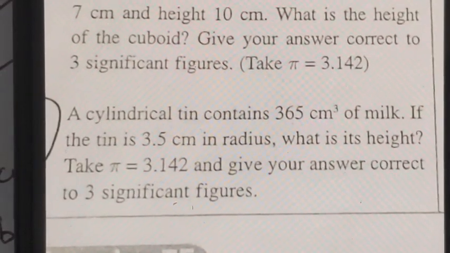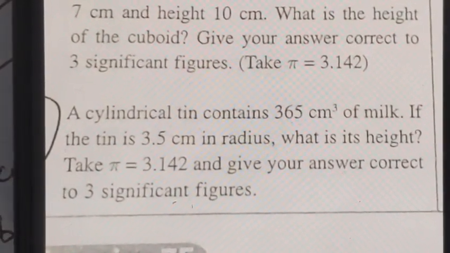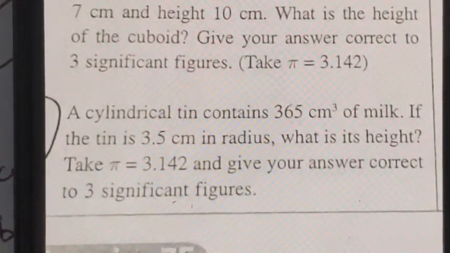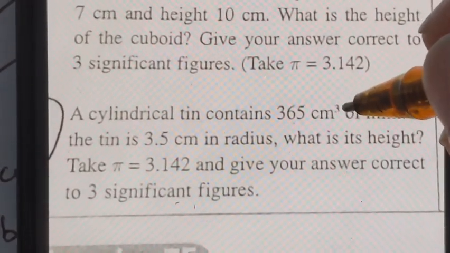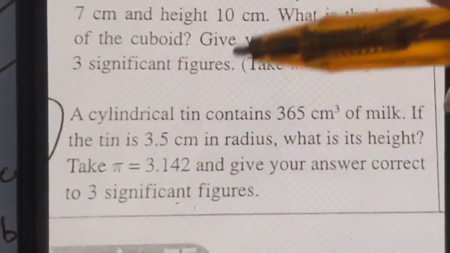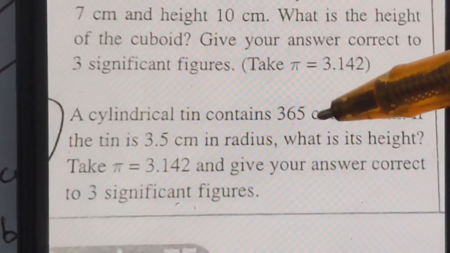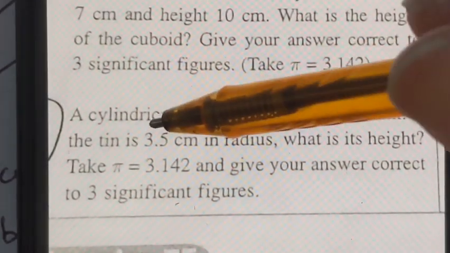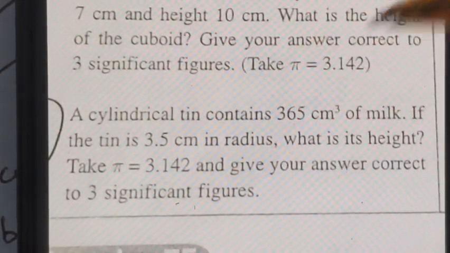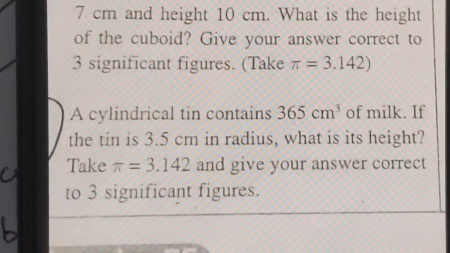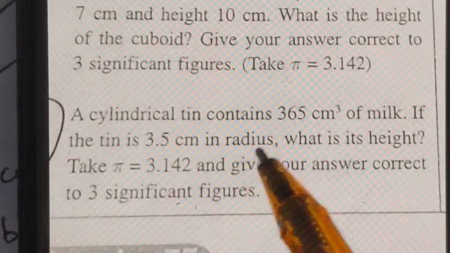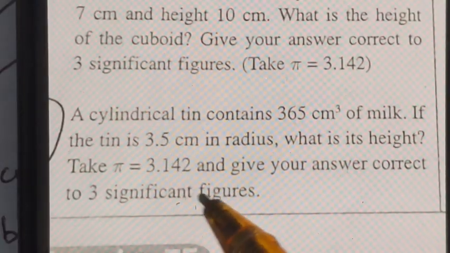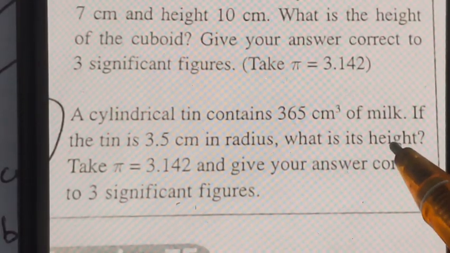Here's another question which says a cylindrical tin contains 365 centimeter cube of milk. 365 centimeter cube, as the unit has centimeter cube, meaning we are provided with the volume. That is, the volume of the milk inside this cylindrical tin is 365 centimeter cube. Then they are saying if the tin is 3.5 centimeters in radius, that is the radius of this tin is 3.5 centimeters, what would be its height?